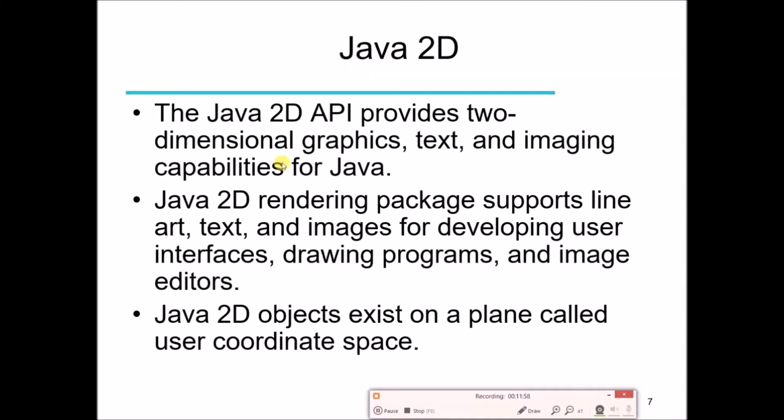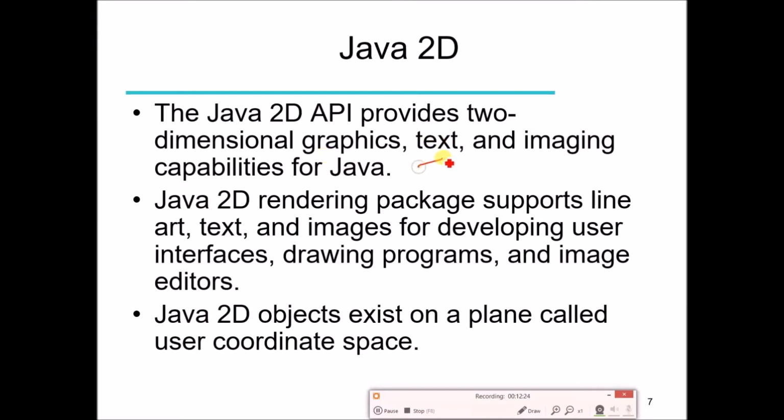Now let's talk more concretely about Java two-dimensional programming. The Java 2D API provides two-dimensional graphics, text, and imaging capabilities for Java. So we can use the 2D API if we want to draw two-dimensional graphics. Two-dimensional graphics means, for example, a line, a rectangle, a polygon. These are two-dimensional graphics.